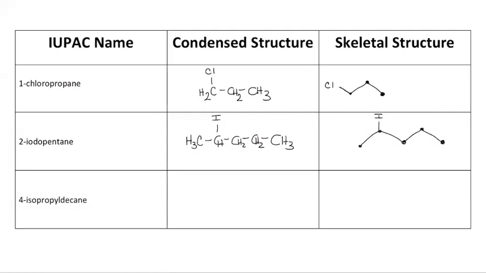Next one, 4-isopropyldecane. How many carbons in the longest carbon chain?